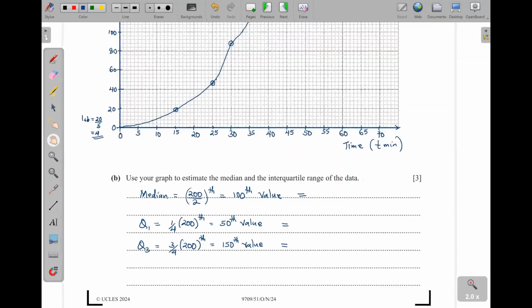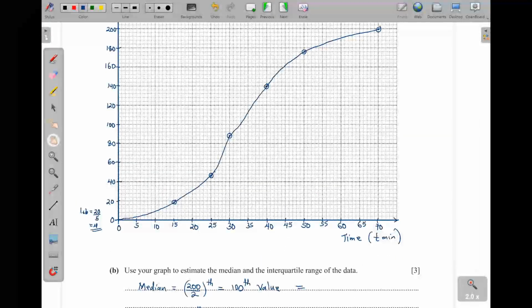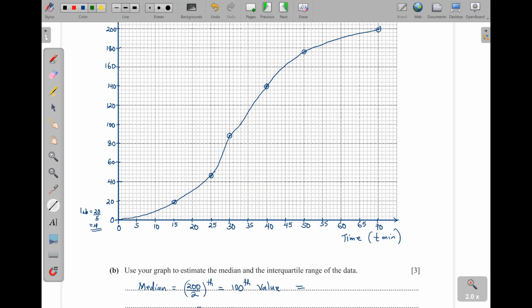Now, you get your ruler and you draw 100. So let me actually use another color. So 100 is here. Then I make it meet this graph here.